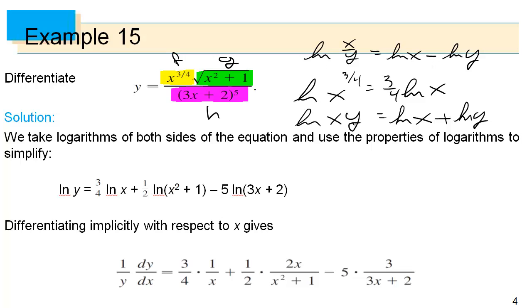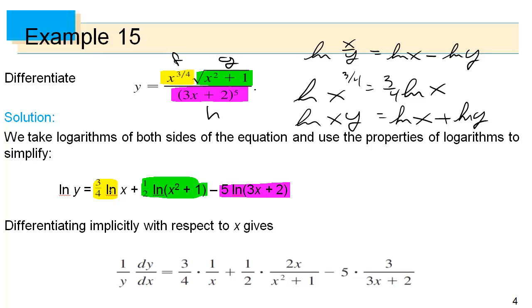And when you combine all of these rules together, this big ugly thing simplifies to this. This is your yellow piece, simplified. This is the green piece, simplified. And here is the purple piece, simplified. You get the plus and the minus from the rules of quotients and products. And then the powers, right? Remember, this is to the 1/2 power, a square root. Powers just come down in front. 3/4 natural log of x, 1/2 natural log of x squared plus 1, minus 5 natural log of 3x plus 2. And we're good to go.